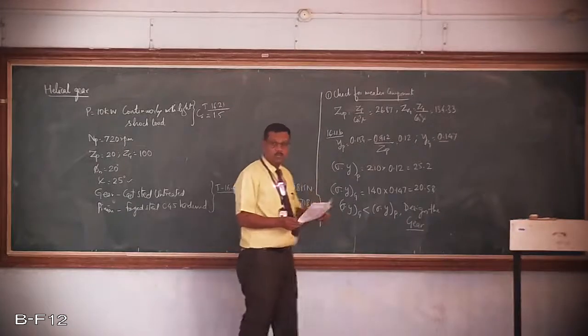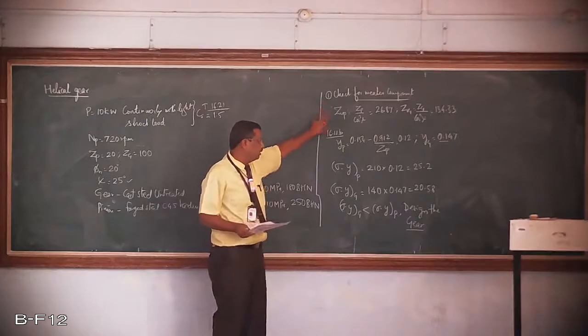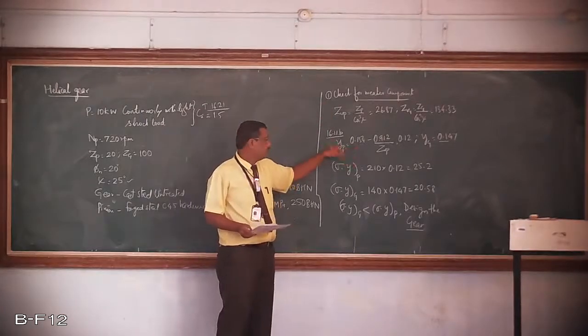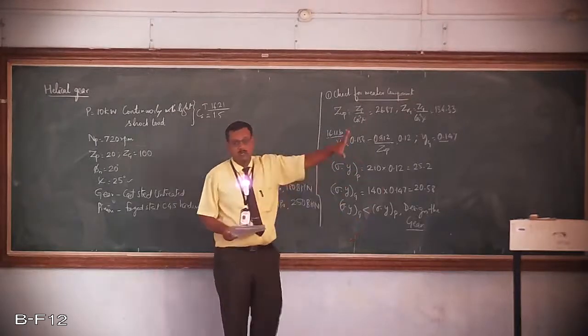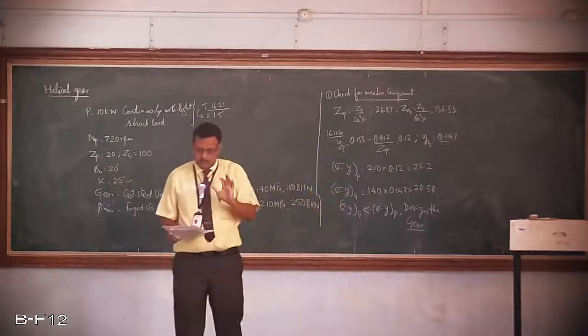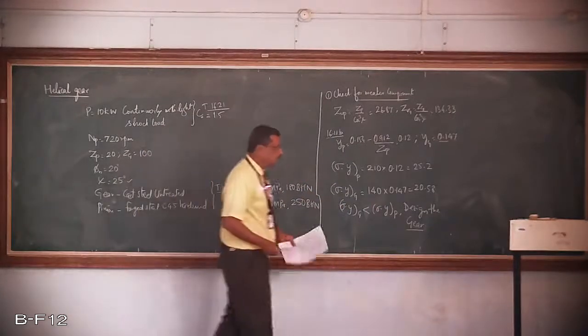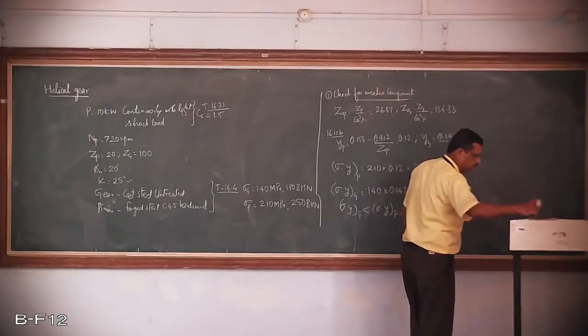I hope it is clear. The first step, therefore: find out the virtual number of teeth, make use of the Lewis equation, get the value of the Lewis form factor, then stress into Lewis form factor, then compare those two values and decide which is to be designed. Once you decide that, next comes the calculation of the tangential load.